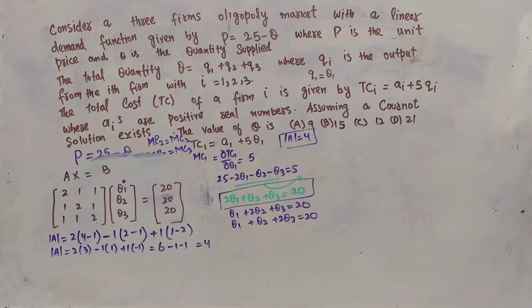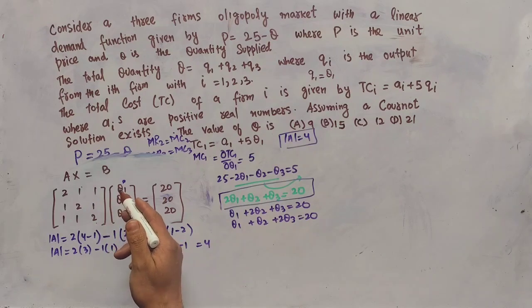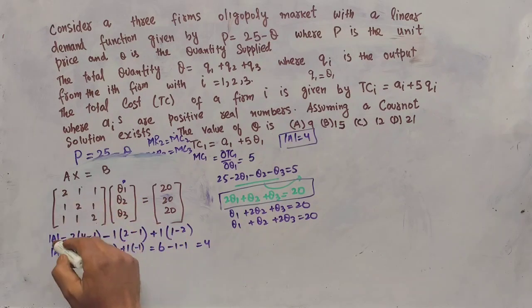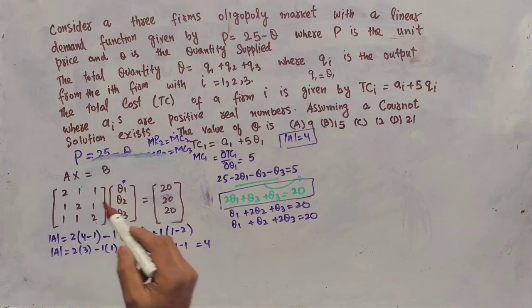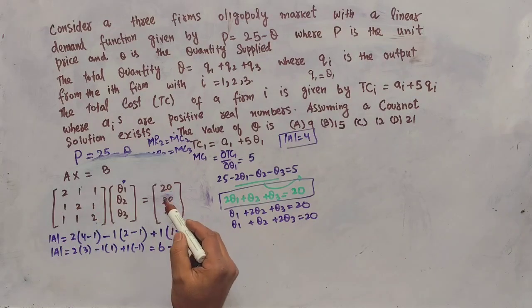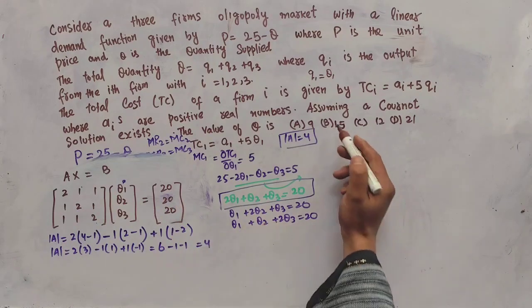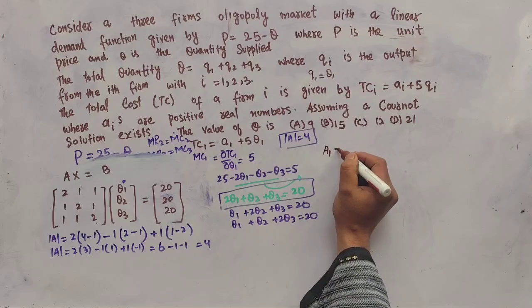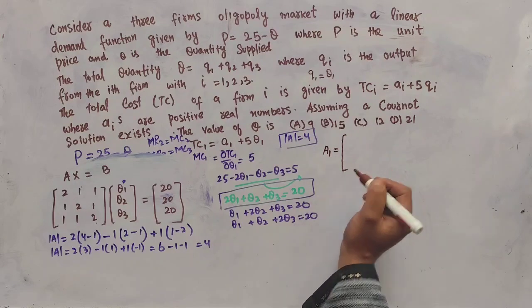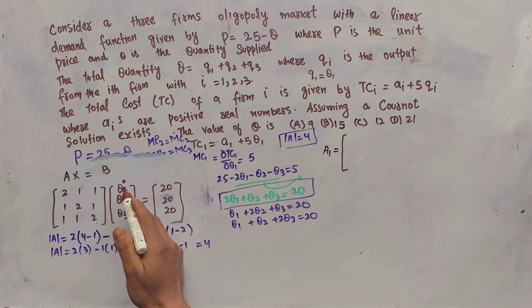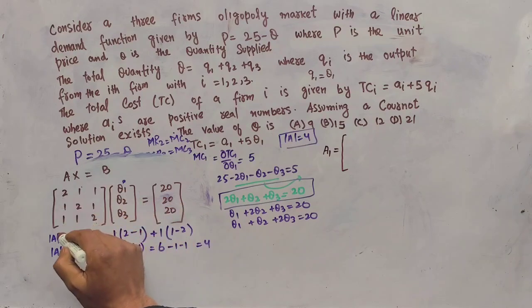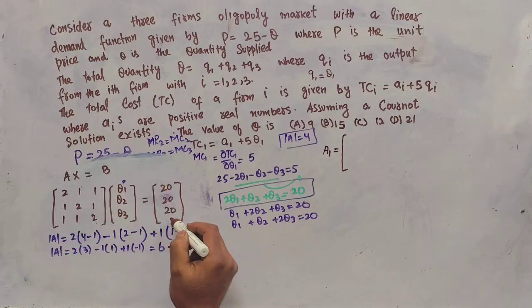Now to find out the optimal quantity of Q1, we apply Cramer's rule. In Cramer's rule, to find out the optimal value of Q1, we replace the first column of the coefficient matrix with the vector of constant terms and form a new matrix, that's A1. So to find out the value of Q1, we replace the first column of the coefficient matrix with the vector of constant terms.